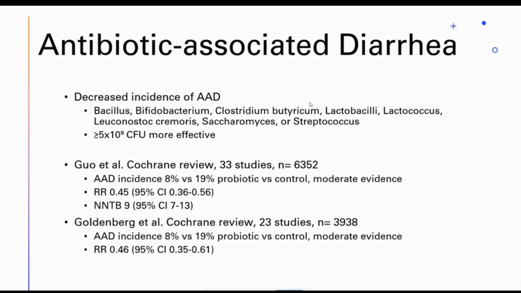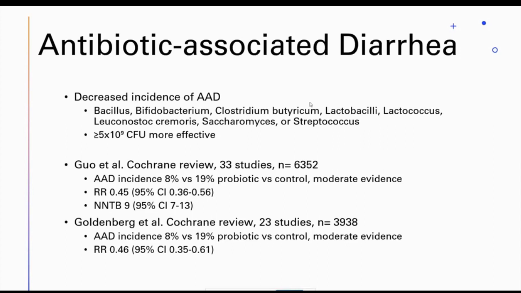As far as our first indication, antibiotic-associated diarrhea, most of the studies are going to demonstrate a decreased incidence of antibiotic-associated diarrhea whenever we're starting a probiotic at the same time that we're starting an antibiotic. There was a large amount of strains. There was a lot of heterogeneity in the strains that were utilized for these studies, and you see them all listed there. But it did seem like there was a conferral of treatment benefit whenever we used larger doses. So greater than or equal to 5 times 10 to the 9th colony forming units for whatever organism that you're using.